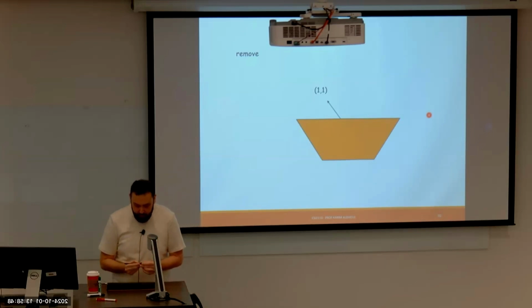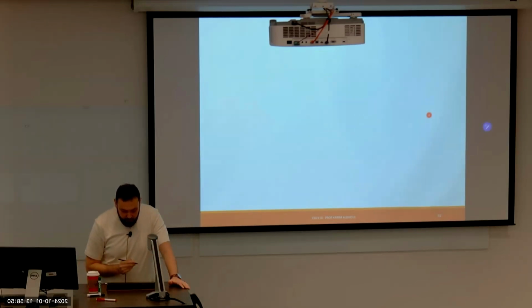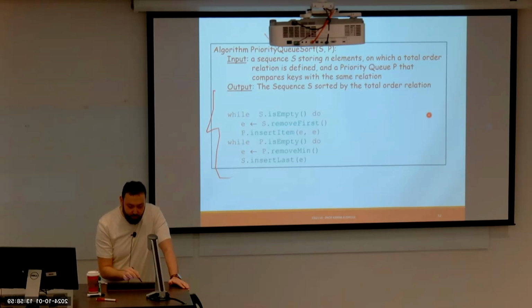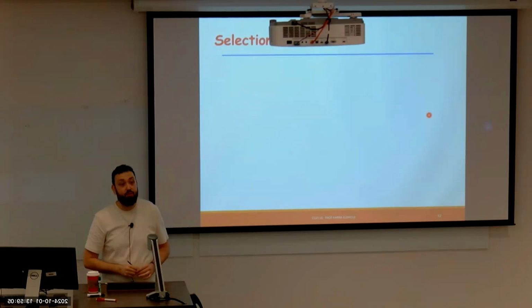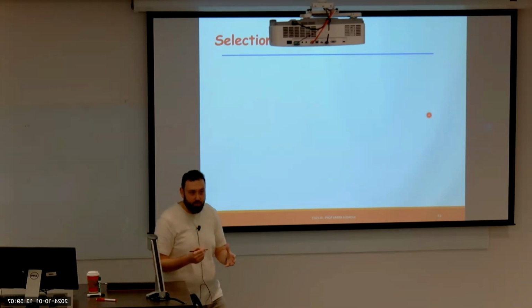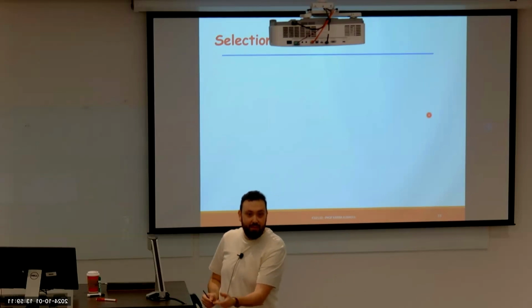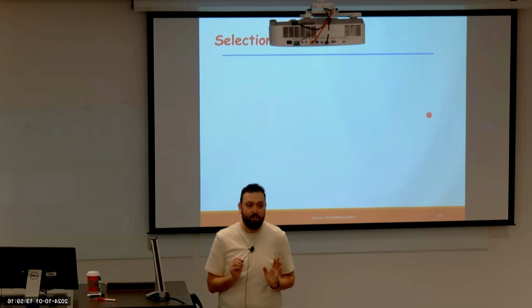Okay, so let's start with the selection sort. First, this is just the algorithm. If you want to use the priority queue for sort, we're just going to check if it's empty. If not, remove first and then insert, very basic stuff. What is selection sort? You remember selection sort is that we go through everything, try to find the minimum and take it.